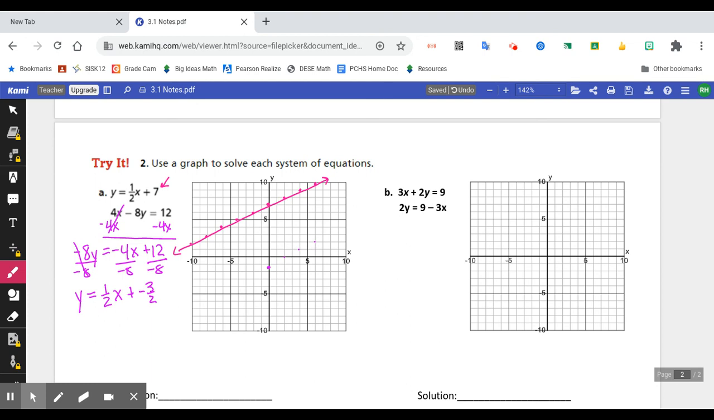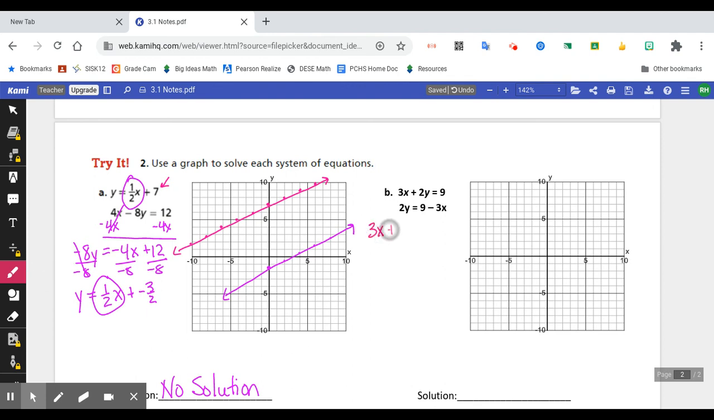Sorry about that. Okay. So up 1, right 2 from negative 1.5. So I'm going to go up 1, right 2 in the middle of these. Up 1, right 2, up 1, right 2, up 1, right 2. And again, here is my line. So same slopes means that this line never will cross. So it has no solution. Okay, let's go to the next one.